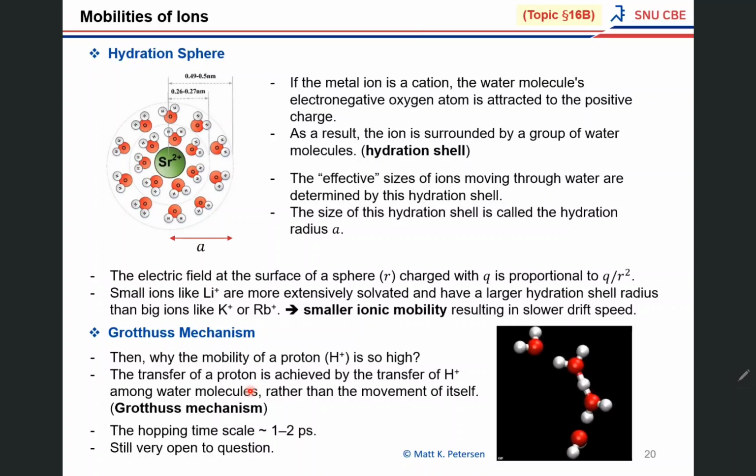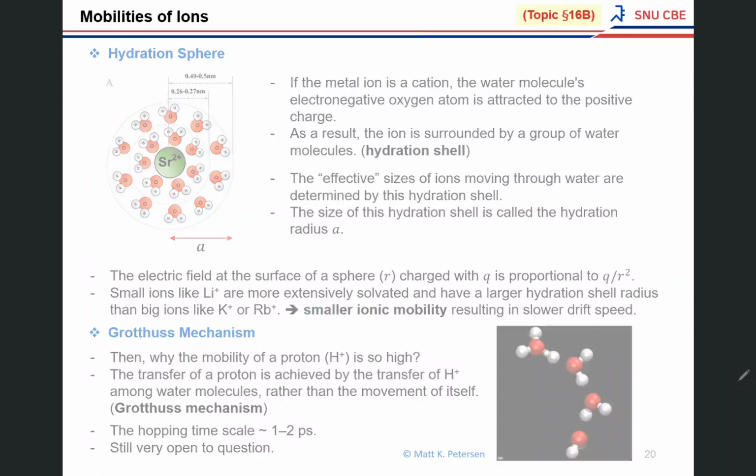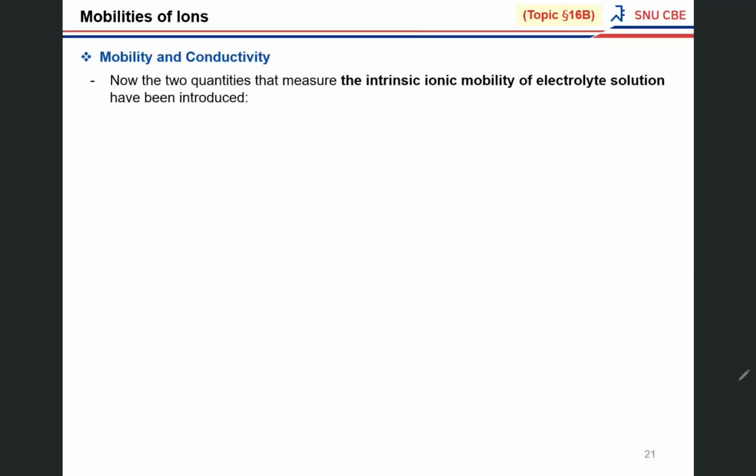But whether the proton movement really happens along this mechanism is still open to question. We don't know exactly, but this is one of the suggested mechanisms that tries to explain the highest ionic mobility for the proton. So let's get back to the relation between the mobility and the conductivity here.